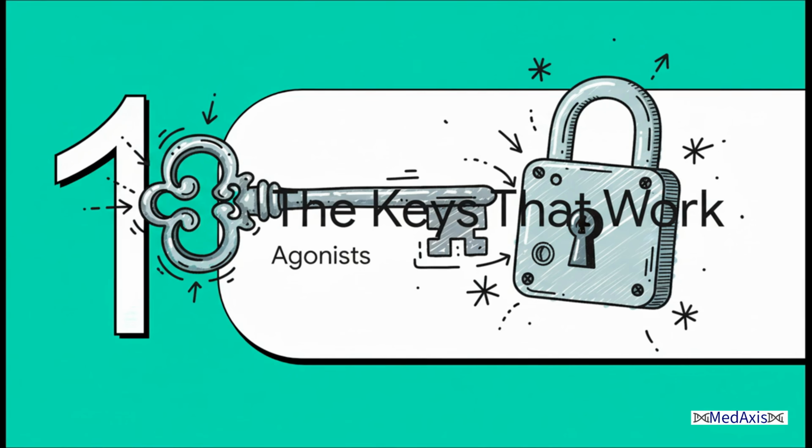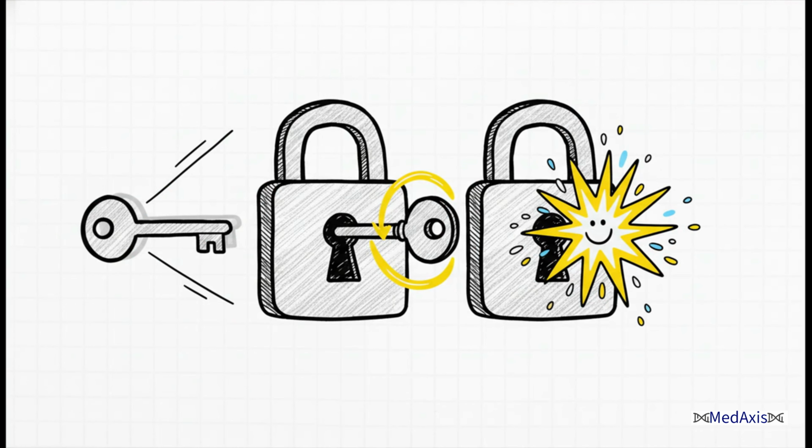Okay, so if drugs are keys, it turns out not all keys are created equal. Let's start with the most straightforward type, the keys that are designed to work perfectly. These are called agonists. So an agonist is basically the correct key for a lock. Imagine it sliding right in, turning smoothly, and click, the lock opens. In our bodies, that opening is the cellular response that the drug was designed to create.